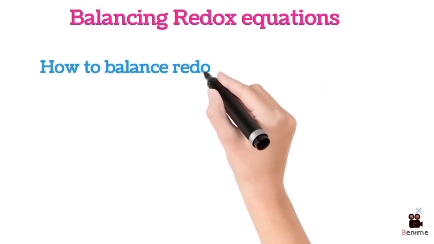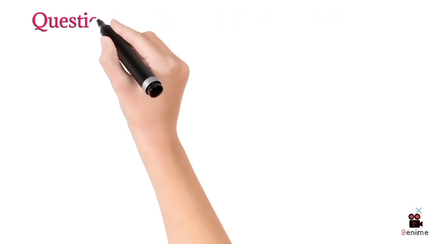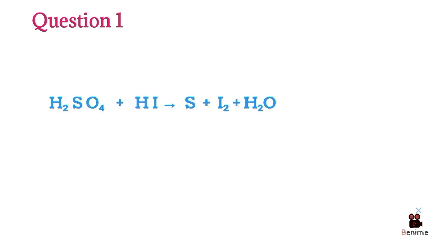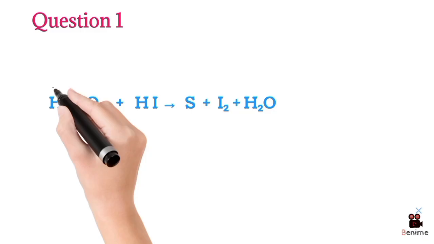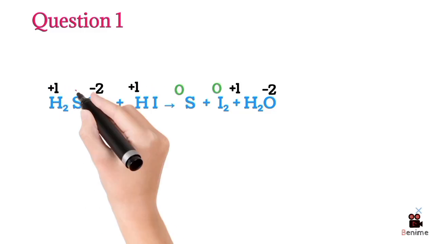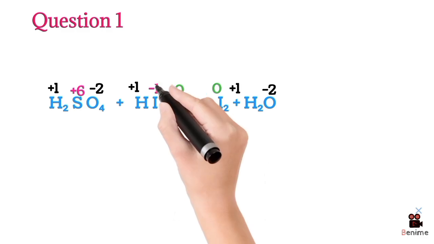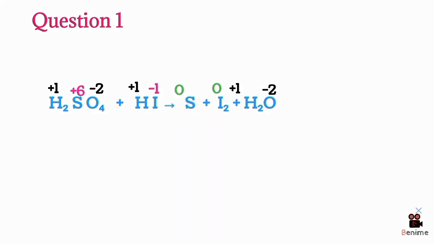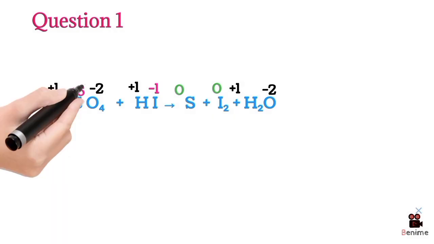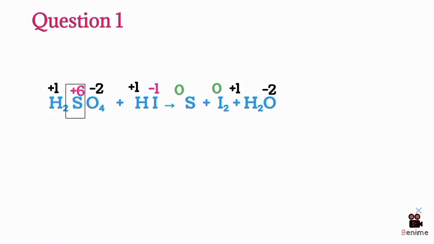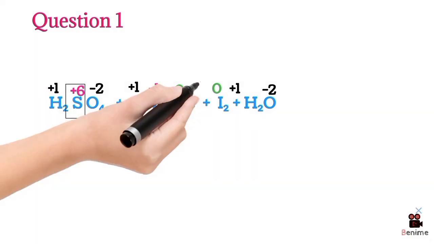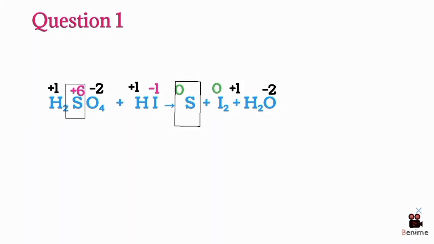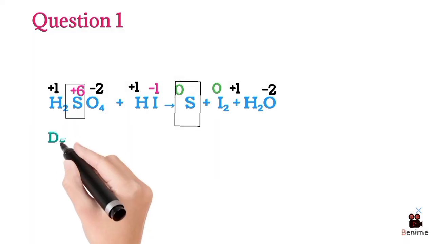Now we will discuss how to balance a redox equation. Question A. Sulfuric acid reacts with hydrogen iodide to form sulfur, iodine, and water. Step 1. Find oxidation numbers. First, focus only on the atoms that change. If we look at the above equation, on the reactant side, the oxidation number of sulfur is +6 in H2SO4. On the product side, the oxidation number of sulfur is 0, so sulfur changes from +6 to 0. The decrease is 6.